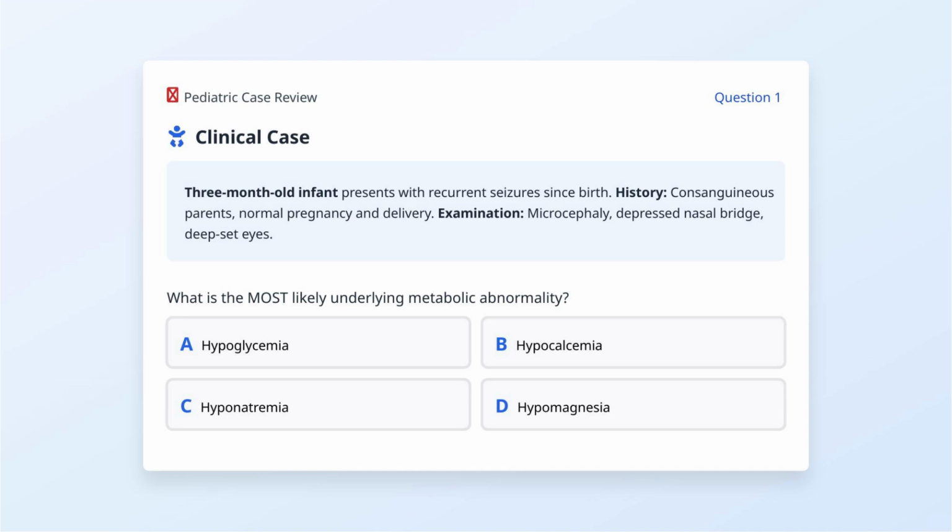A 3-month-old infant presents with recurrent seizures since birth. The parents are consanguineous. Pregnancy and delivery were normal. On examination, the infant has microcephaly, depressed nasal bridge, and deep-set eyes. What is the most likely underlying metabolic abnormality? Option A, hypoglycemia. Option B, hypocalcemia. Option C, hyponatremia. Option D, hypomagnesia.